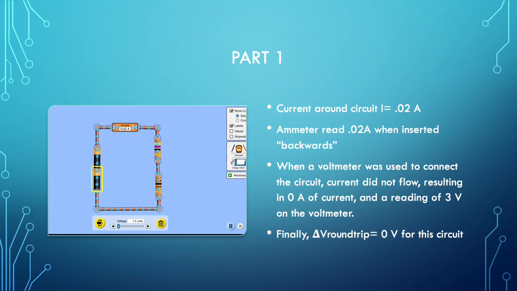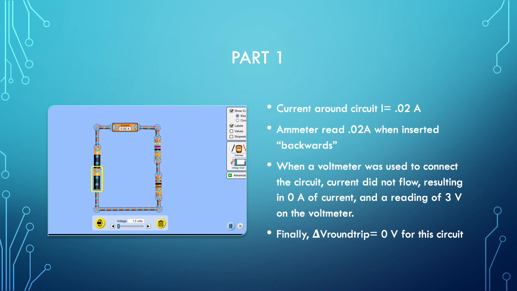For the first part of this experiment, we set up the circuit shown in the picture. The current around this circuit was both computed by the computer and calculated to be 0.02 amps. The ammeter in this also read 0.02 amps when it was inserted backwards.